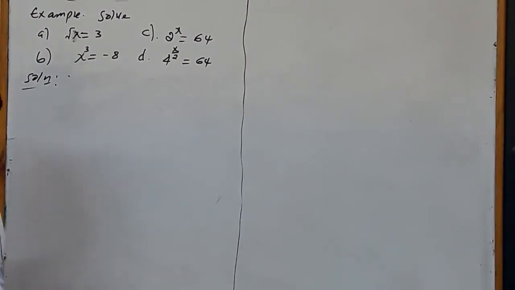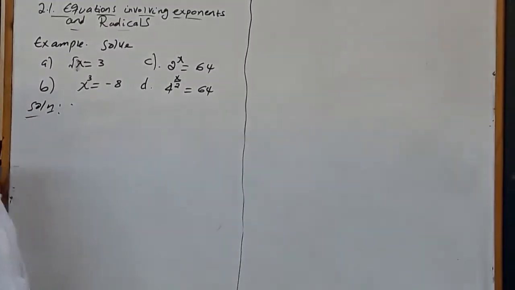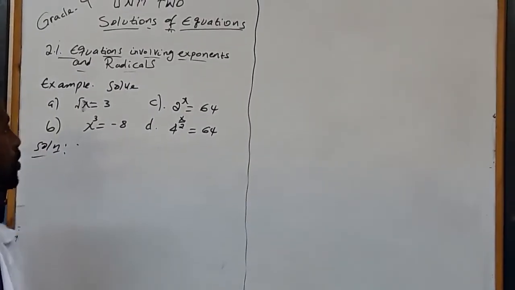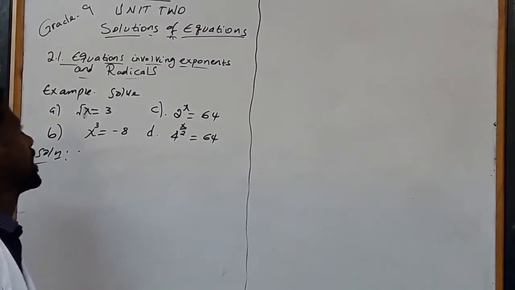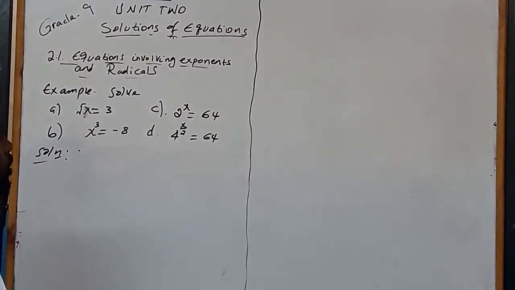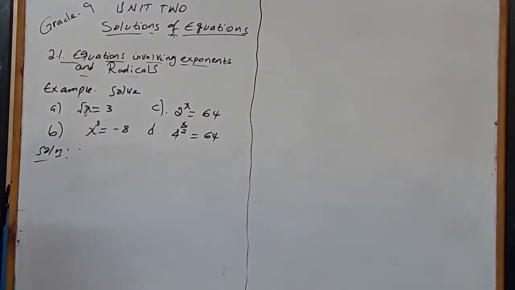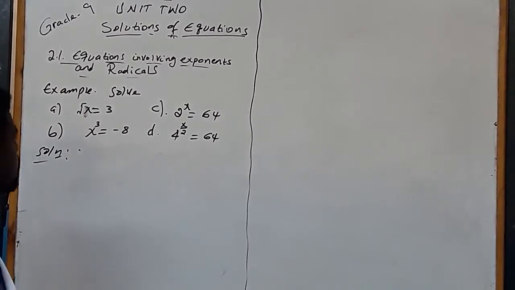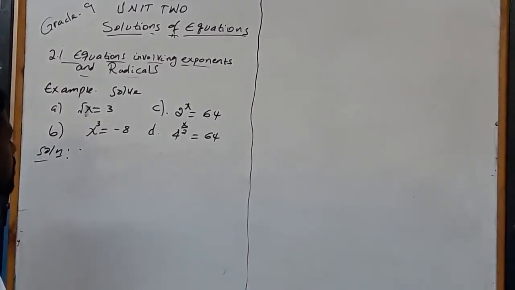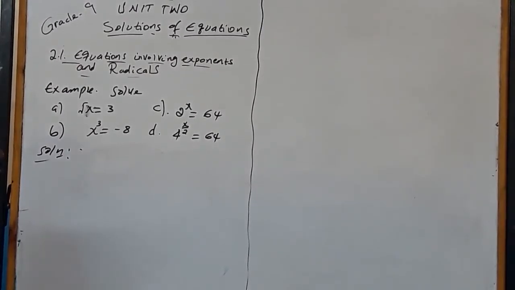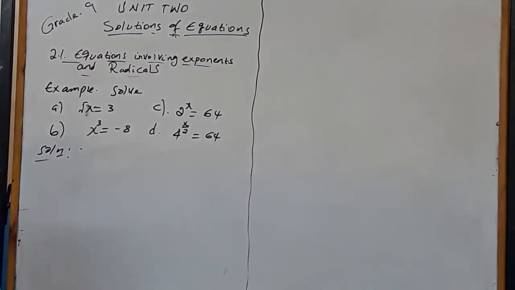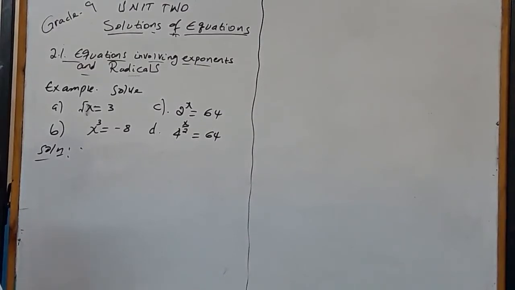First, let me define what an equation means. An equation is a combination of two expressions that are connected by an equal sign. When you say equation, there is an equal sign between two expressions. And you have to refer to the grade 7, Unit 2 mathematics textbook.